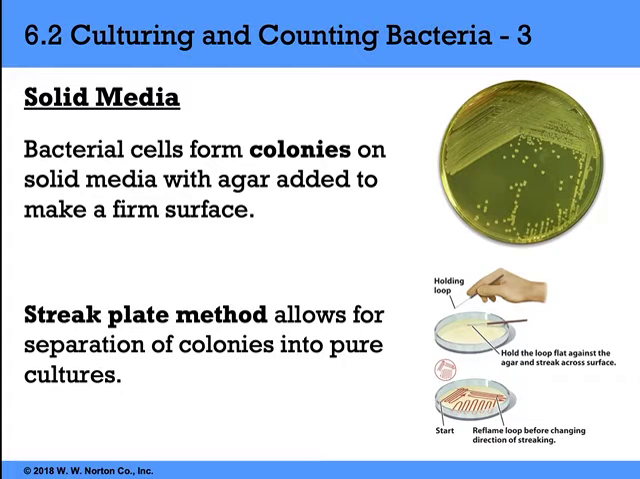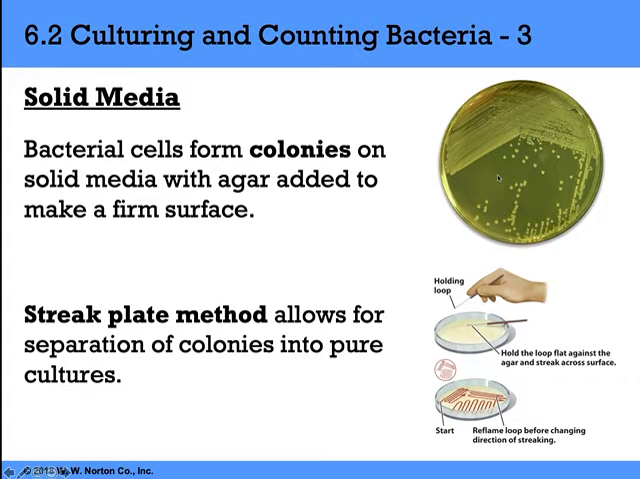again, and then you go across the first set of streaks, okay, to make a second set of streaks, and then you flame and streak again, and flame and streak again, and eventually you get to the point where you can see individual colonies, which represent an area where a single bacterial cell grew enough to make a visible cellular mass, right? So every cell in this little spot here came from one bacterial cell originally, okay? So you want to get them nice and separated like that, all right?